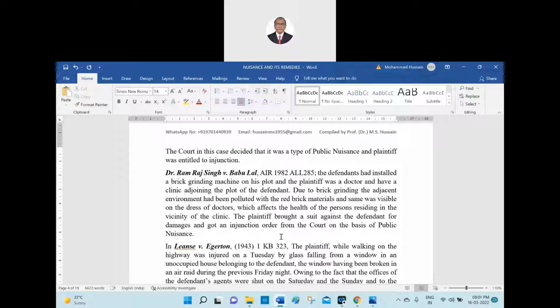The plaintiff brought a suit against the defendant for damages and got an injunction order that the kiln be stopped. It would be from a faraway place.